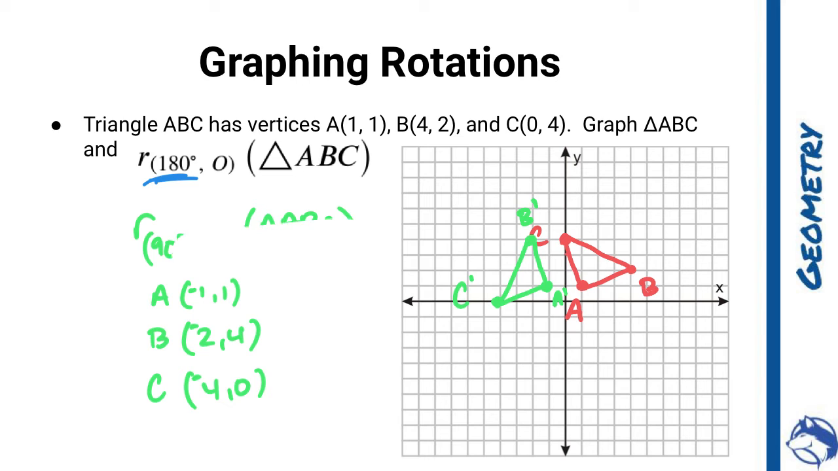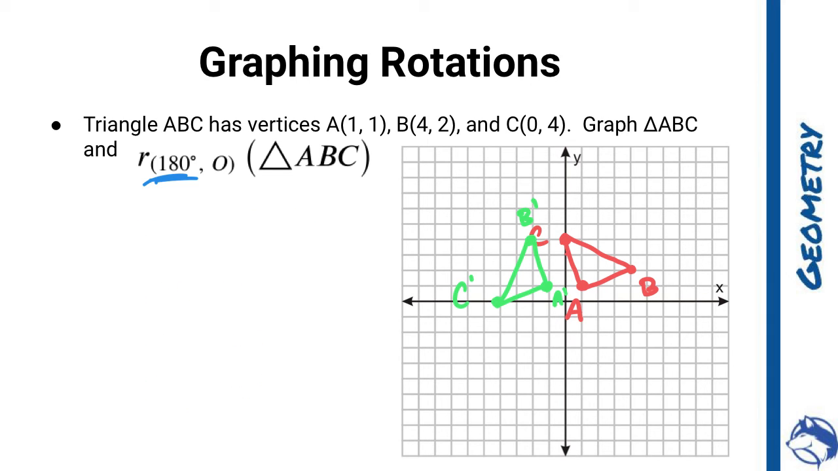Well, what we want is 180, so I just have to rotate it one more time. So the way that you could think about this is, all right, I did a 90 and then I have to do another 90, or I'm just going to do 180 and I know that, hey, well, my A prime is going to have to be 1, 1, but since I started in the first quadrant, I'm ending in the third, so it's negative 1, negative 1.